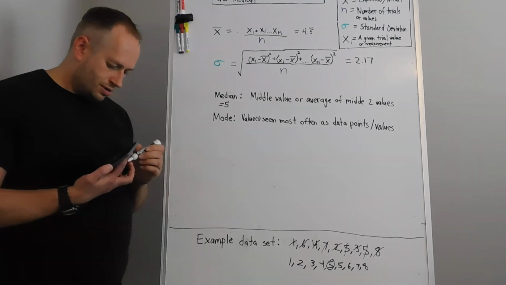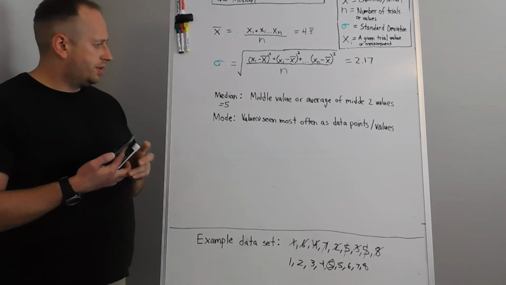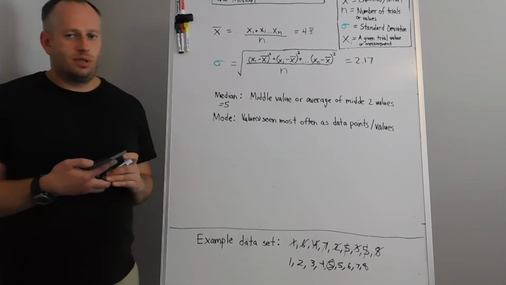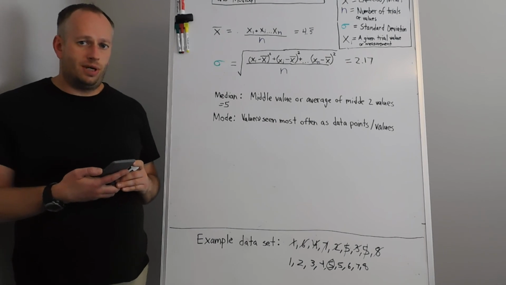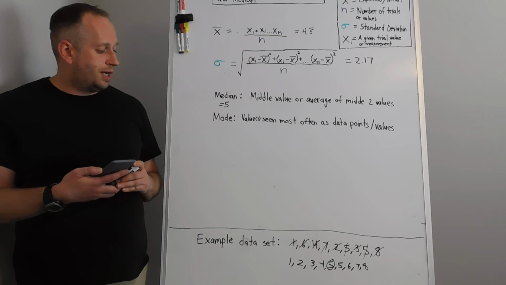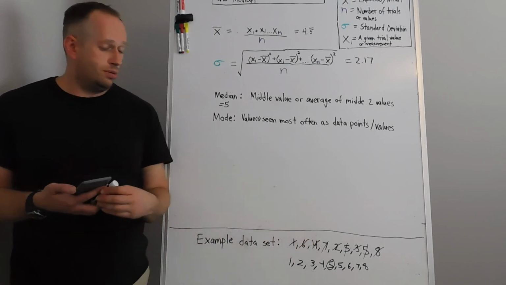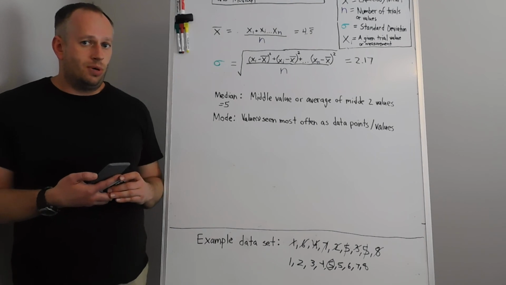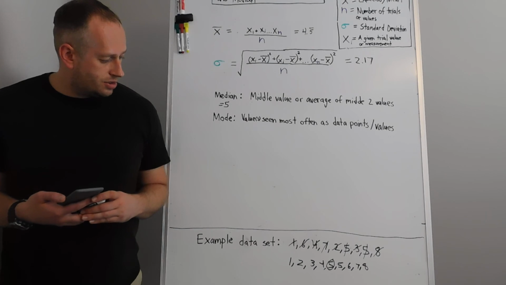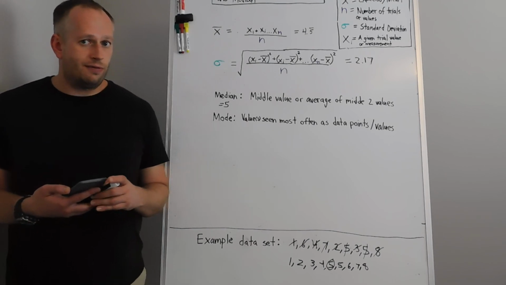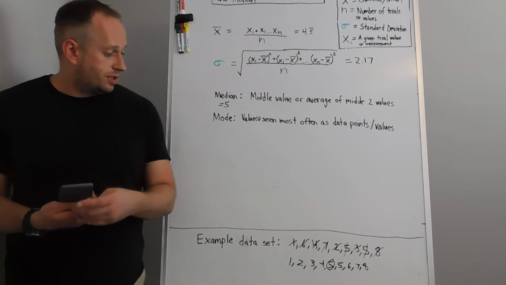Now, the mode is the data point value that you see the most in the whole set. So it's possible to not have a mode. If every single number in that list was unique, then there wouldn't be a mode. But in this case, one of them I purposely put in there more than once, and that would be the 5.